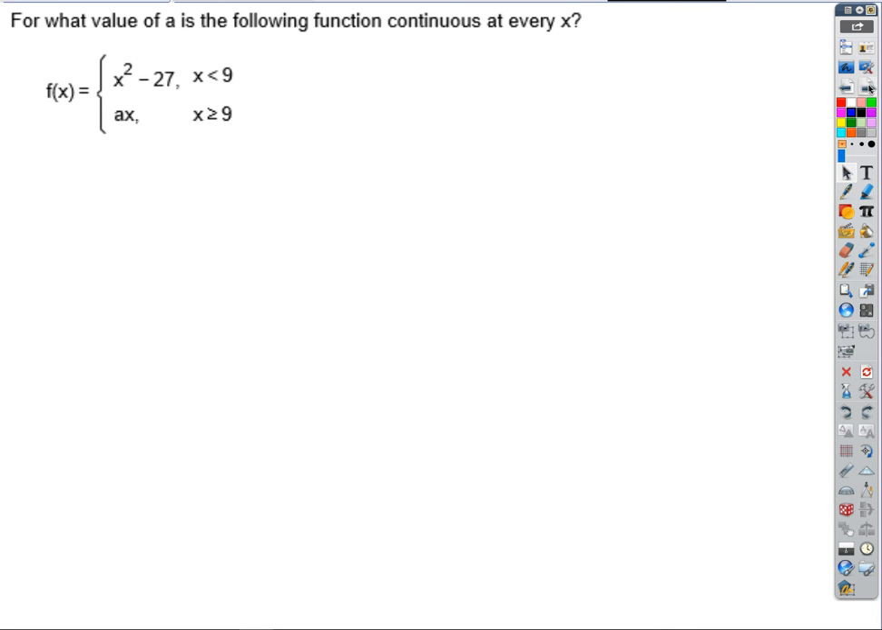For what value of a is the following function continuous at every x? So for it to be continuous, let's first of all break this down to the concept. What has to happen for the function to be continuous?